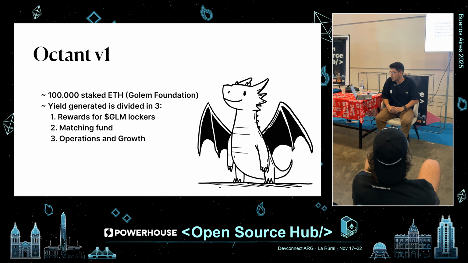So at Octant V1, we staked 100,000 ETH that came from the Golem Foundation. We run our own node operations that generate yield, and we redistribute the yield in 3 different categories. The first one: we have a token called GLM, and a part of the rewards go to our users that are GLM lockers. Then the second part of the yield goes to a matching fund, and the third part goes to our own operations and growth of the project.